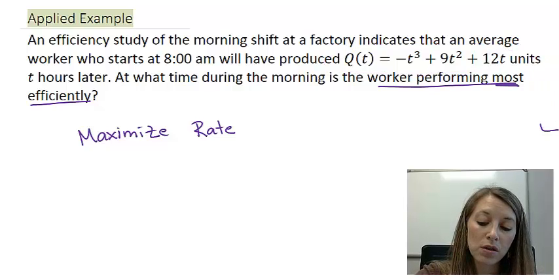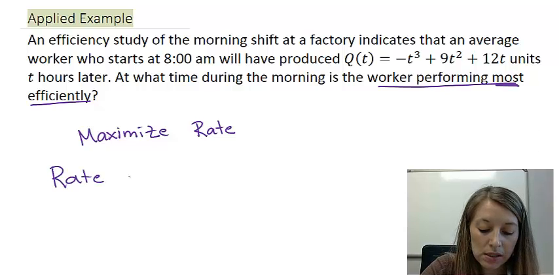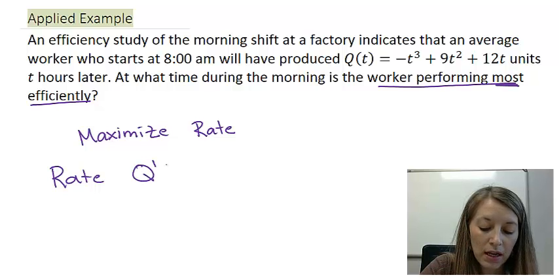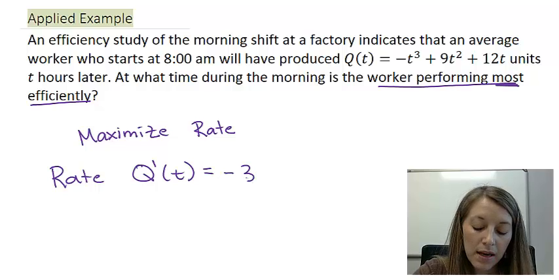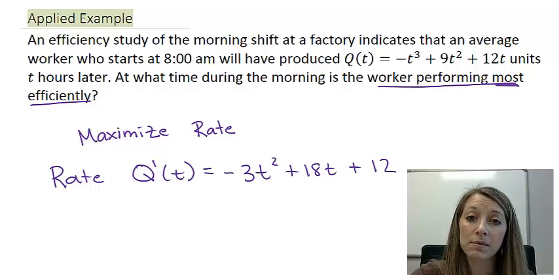So what we need to do then is figure out what the rate equation is. So the rate equation is the derivative. So I need to take the derivative of this equation here: negative 3t squared plus 18t plus 12. Now I have my rate equation, but now I want to maximize it.